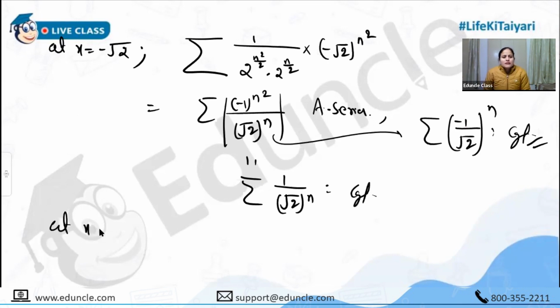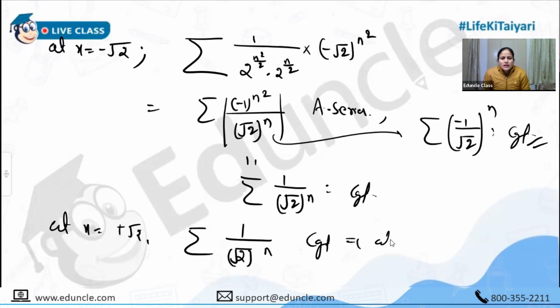And similarly at x equal to plus root 2, I have the same series, 1 upon square root of 2 to the power n. It's a positive term series, which is convergent and the same as absolutely convergent. Because for a positive term series, convergence and absolute convergence are the same. Right? Clear to everyone? Hanji, this question is clear, na?